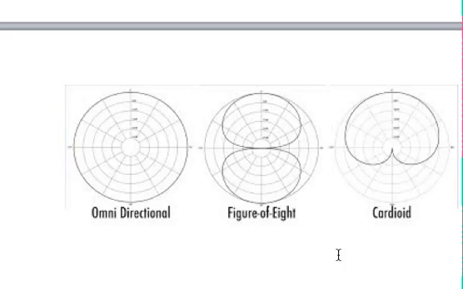Bidirectional picks up sound on two opposite ends of the microphone. This is helpful if you have two people maybe singing a duet, and they can face each other and the microphone will pick up both of them equally, but won't pick up any extra feedback on the sides. Omnidirectional, all the way to the left here, picks up everything around it.